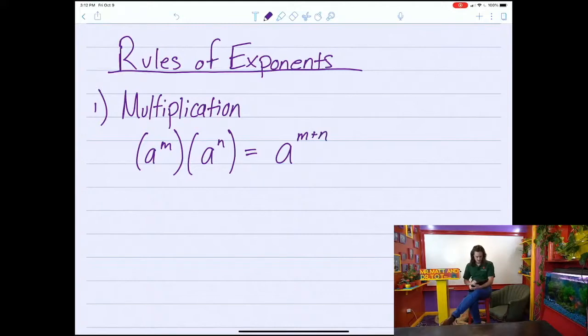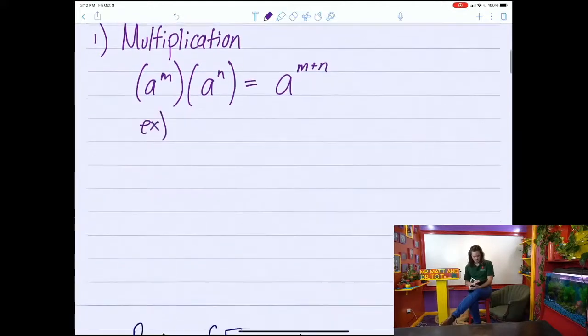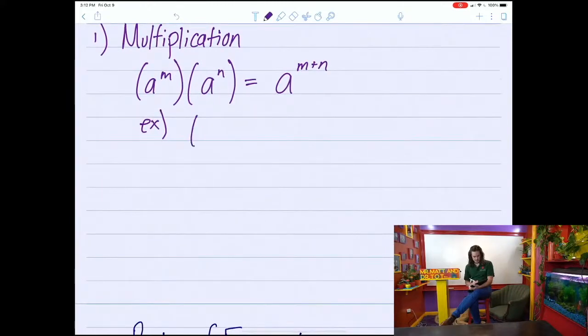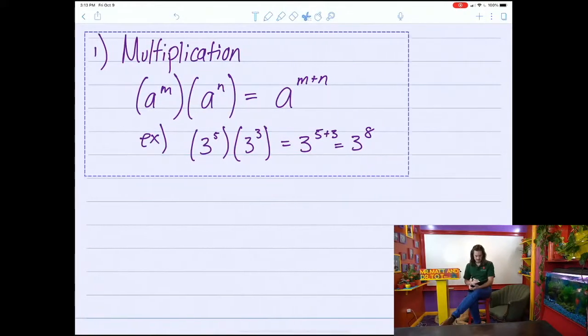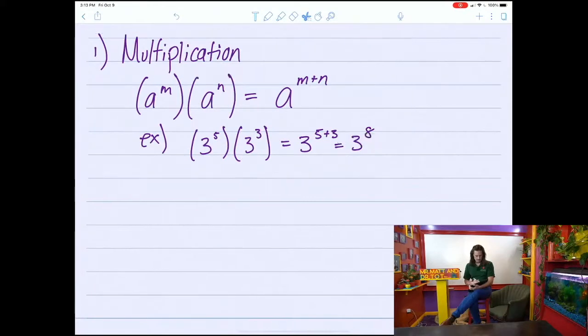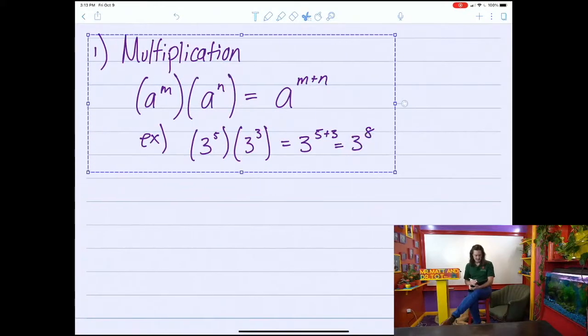So for example, if we had 3 to the 5th times 3 to the 3rd, that's the same thing as 3 to the 5 plus 3 power, which is the same thing as 3 to the 8th. Now, when we multiply, we're able to keep the base and add the exponent.